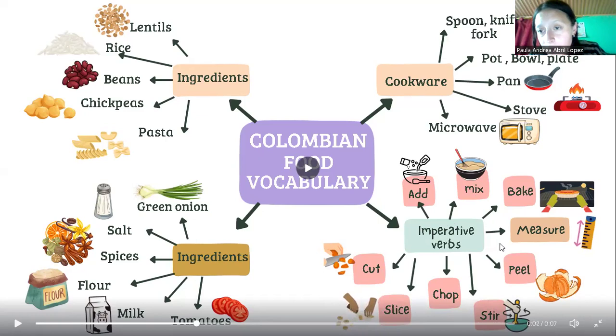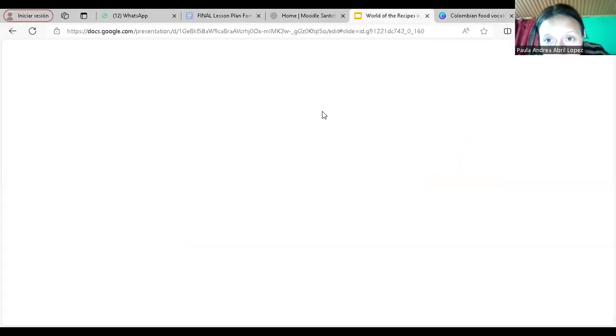And well, we use imperative verbs in order to request or command something, like for example cut these vegetables, or add this ingredient inside the pot, for example. And that's all for Colombian food vocabulary. We are going to return to the presentation.